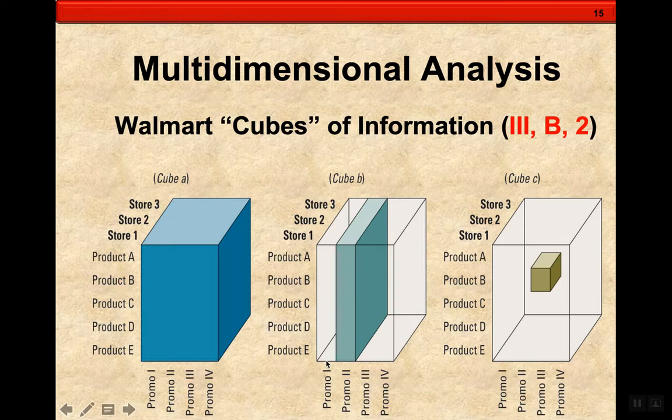By the same token, if I want to drill into this more, I might say I want to know about promotion 3, all stores, but only product B, or maybe A and B. I can pull that out as well. So I can drill into this thing, and it becomes very effective.